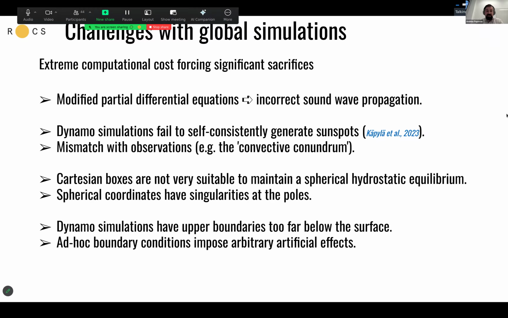I'll just mention briefly that the Cartesian boxes in large simulations are not very suitable to maintain a spherical hydrostatic equilibrium, while spherical coordinates have singularities at the poles. And all the other difficulties that we have when trying to simulate global simulations or local simulations have been already mentioned, so I will not linger on that.